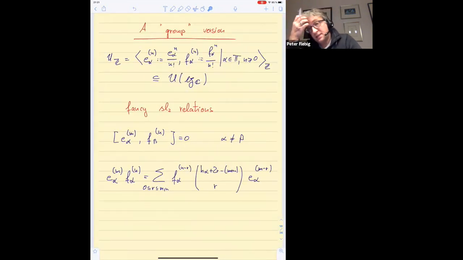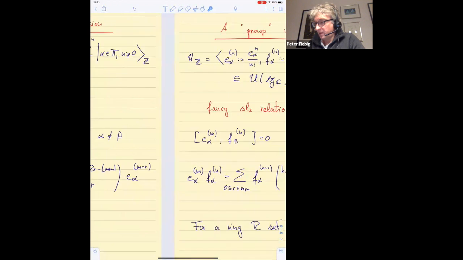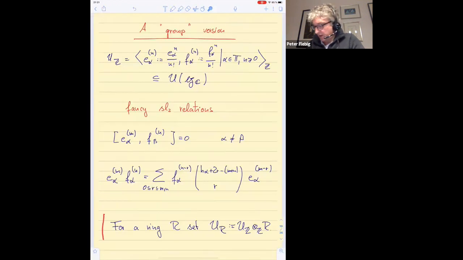And now these SL2 relations are replaced by a fancier version. So again, these generators, of course, they commute, but E alpha and F alpha, the nth powers, or these divided powers, they satisfy this kind of relation. This is again an SL2 calculation. And so for a ring R, we define UR to be the R version of this integral version of the complex universal enveloping algebra. So for a field K, this is the algebra of distributions of the corresponding group.